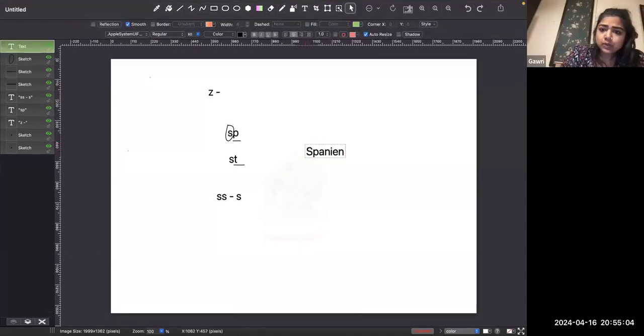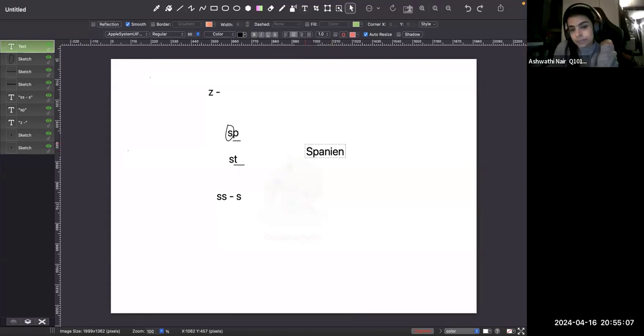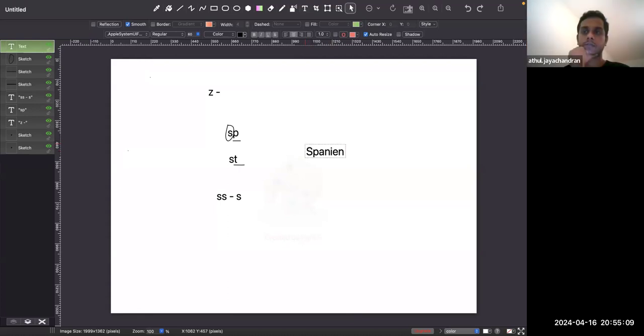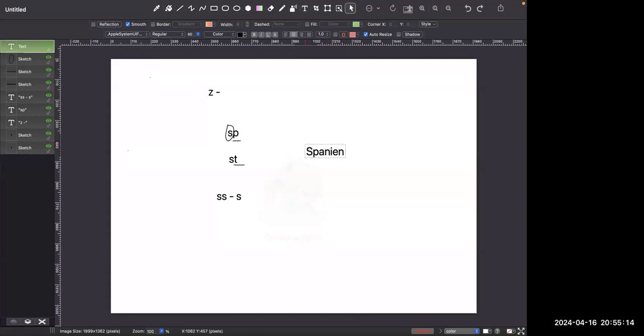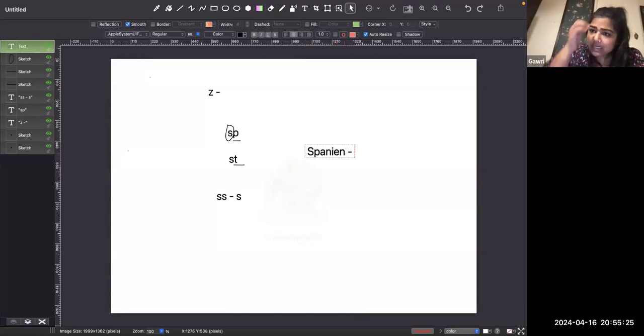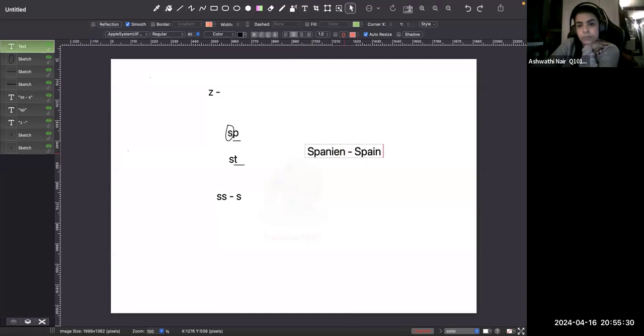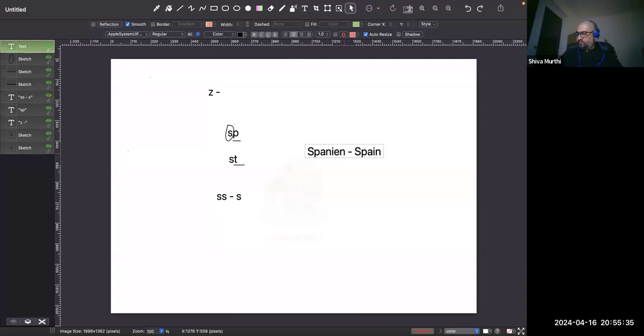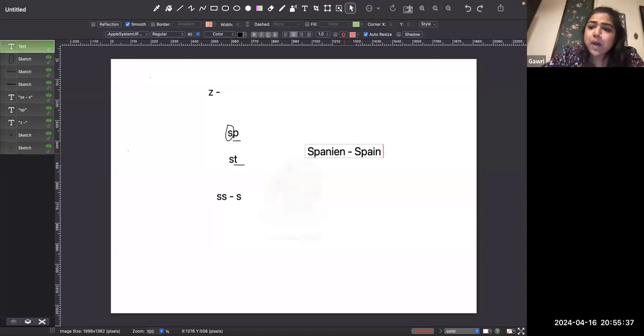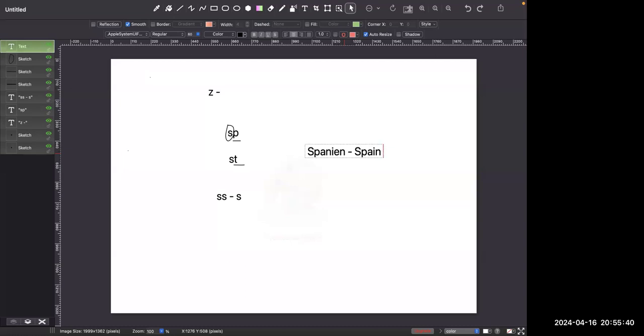Guys, how would you pronounce this word? Spanier. Genau. This Spanier is basically the word for people from Spain. Spain, the country Spain. In English, we say Spain. In German, for the same country, we say Spanien.